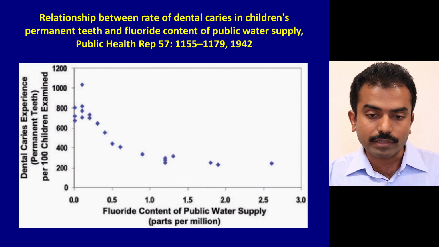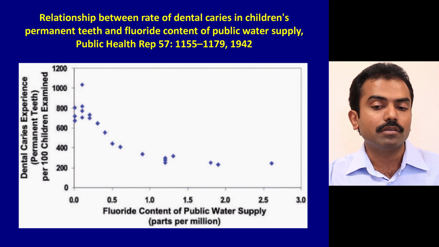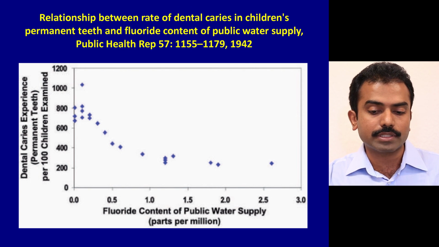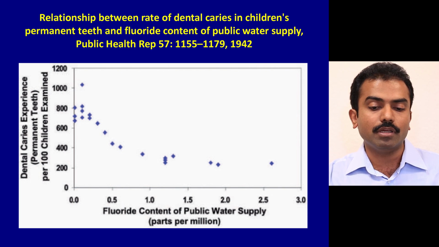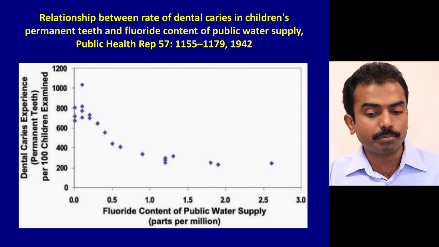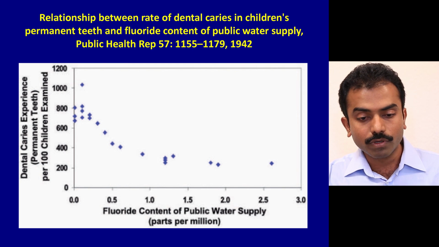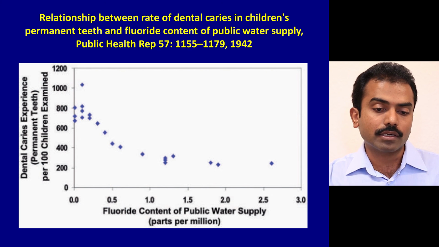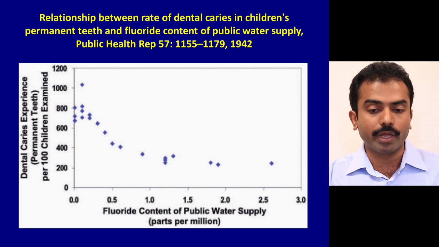But suffice it to say that this shows a relationship between the rate of dental caries in children and the fluoride content of the public water supply. If you look at this particular graph, each dot represents a community where we have plotted two things. One is the fluoride content of the public water supply in that community, as well as the rate of dental caries. And if you look at this, we clearly see that the rate of dental caries was higher in communities where the fluoride content of public water supply was lower.